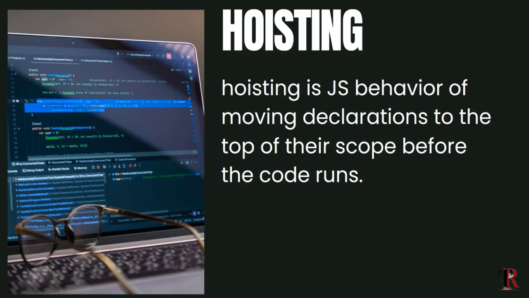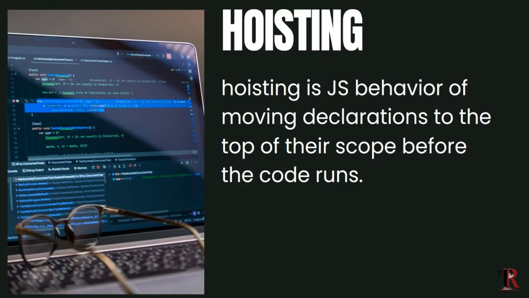What exactly is hoisting in JavaScript? Hoisting is JavaScript's behavior of moving declarations to the top of their scope before the code runs. So this is basically saying that before your code runs in JavaScript, JavaScript is aware of your code, is aware of maybe an action or something that you want to perform. JavaScript is aware of it.